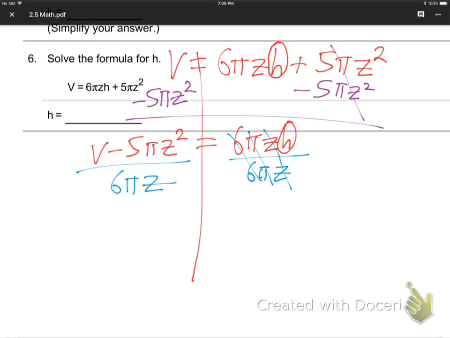Do you know, by the way, I don't know if you're wondering, but you can't cancel any of these pi's or z's or anything. It's because of the minus sign. When you have pluses and minuses, things are like glued together. Makes them kind of a package deal.